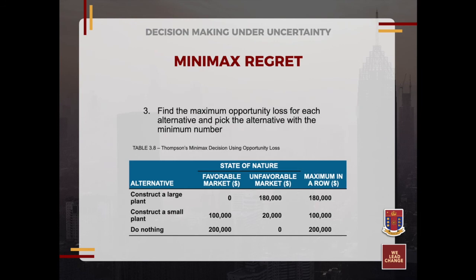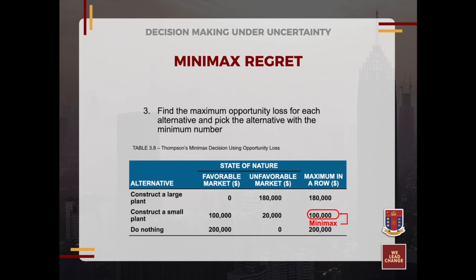All right, so now we have this opportunity loss. And now you see here that how the values have changed. Now the favorable market, since earlier for the construct a large plant, it was 200 minus 200. Now you get a 0. And then construct a small plant is 100,000 left because it was 200 minus 100. While do nothing, that will be 200 minus 0. So what does this mean? It means that in a favorable market, if you construct a large plant, then you would have lost $0. That is the opportunity loss for not choosing the others. So of course it's 0 because it is the best option available.